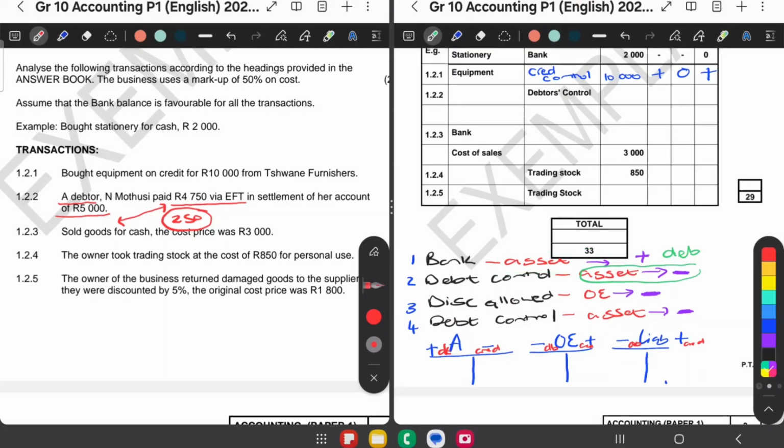Then asset and a minus. Yes, asset, and there's the minus. It's credited, so that account will be credited. Then owner's equity and a minus. Let's go look. Owner's equity and a minus. There's the minus. Debited.